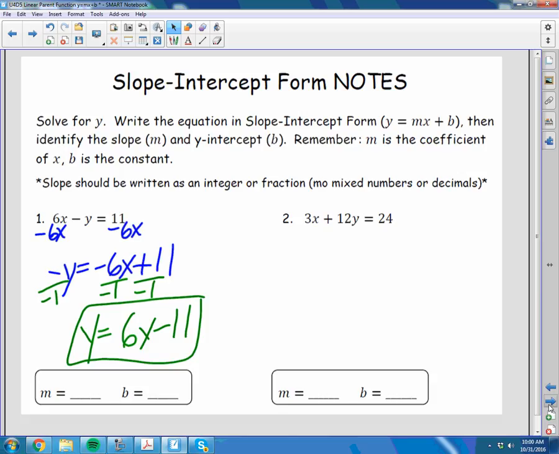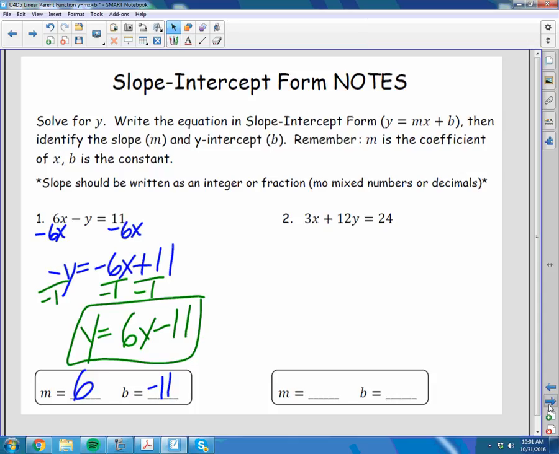Okay? What is the slope? 6. Very good. And if you think about it as a fraction, 6 over 1, is it steep or is it not steep? Steep, increasing or decreasing? Increasing. Y-intercept? Negative 11.